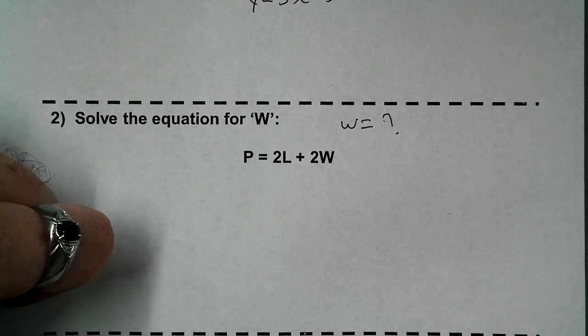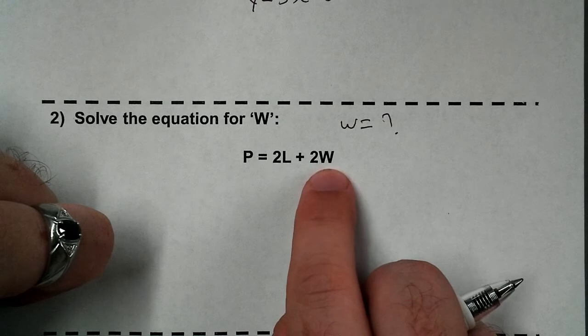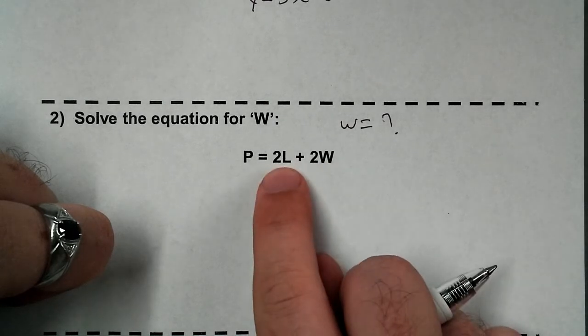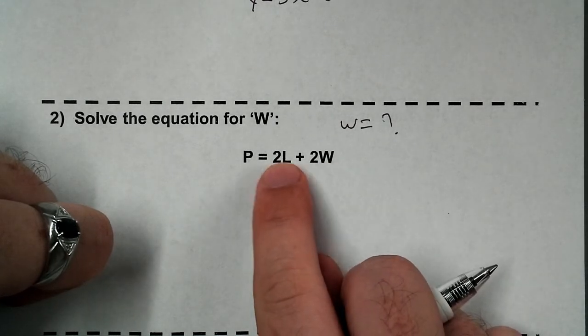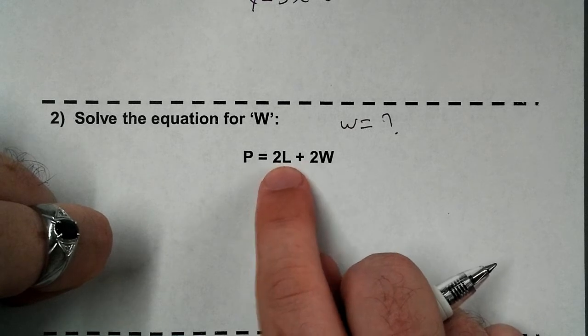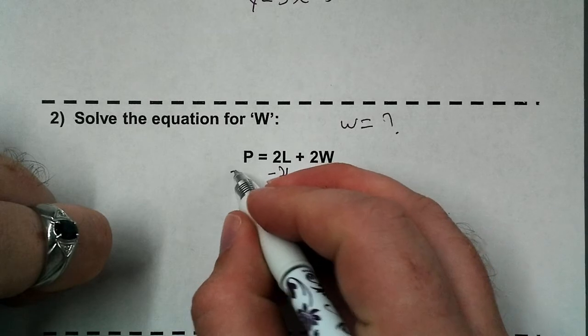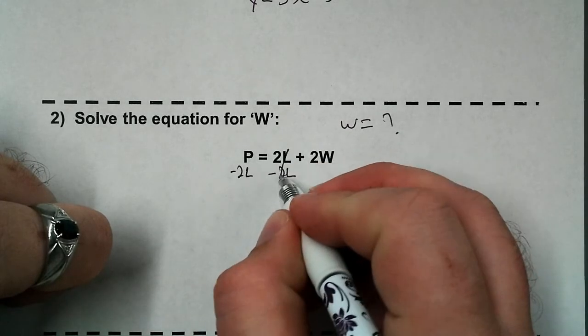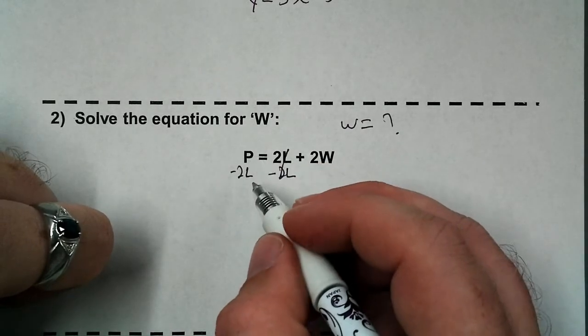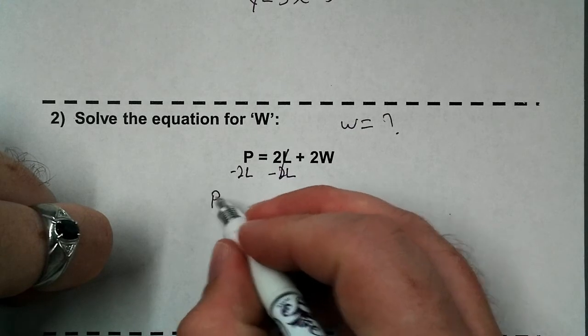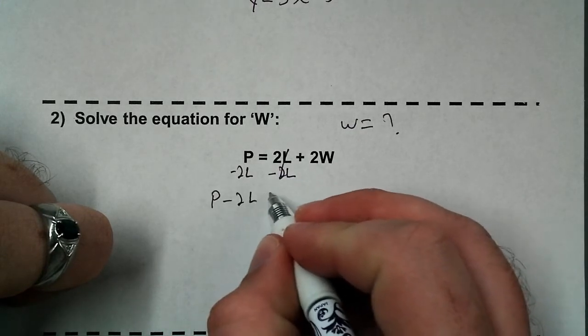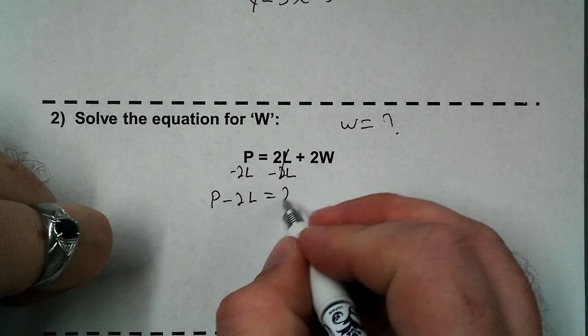Everything we have to do is just using opposite operations. So we've got to get w by itself. First, I'm going to move this other value. This right now is a plus 2L, so I'm going to subtract 2L. Whatever you do on one side, you do to the other. These cancel. Now P is not the same as L, so we cannot combine those, so you've got to leave it as P minus 2L. And we have on this side just 2W.